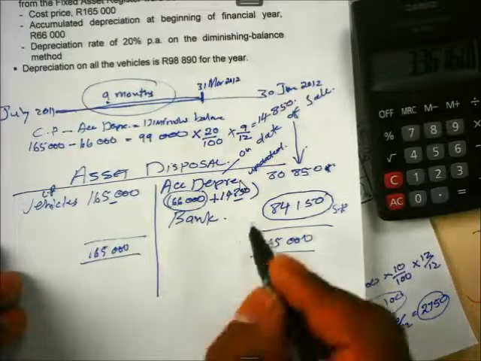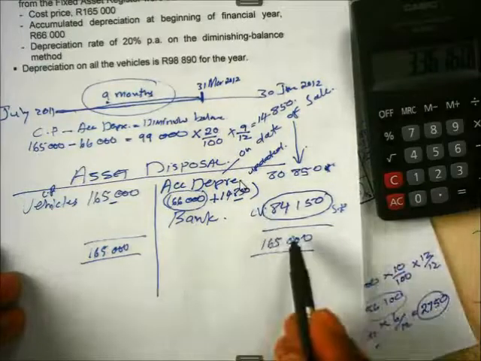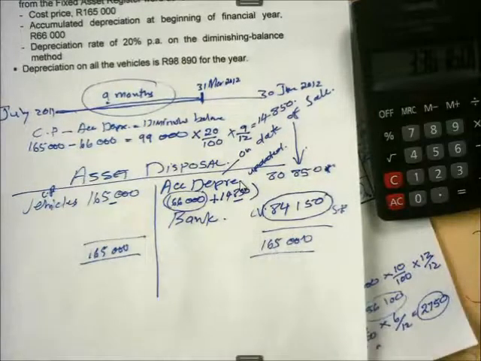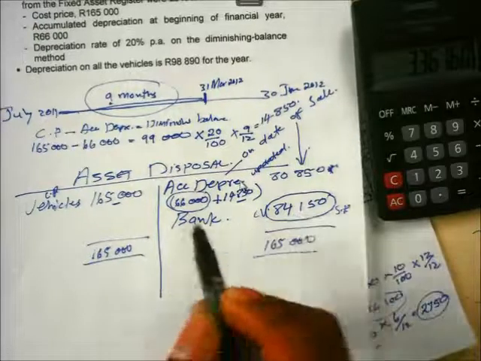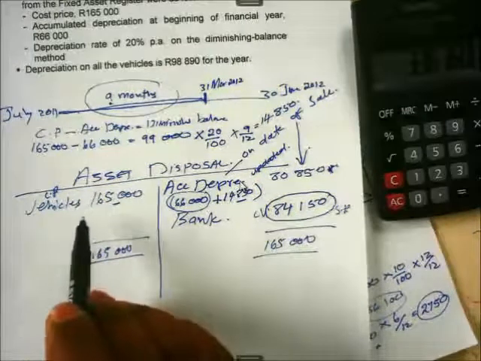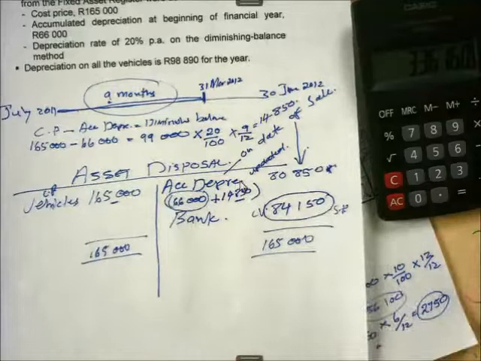Now, because this was sold at carrying value, there is no profit or loss on sale of an asset in this particular activity. But in other activities, you may find that if an asset is sold for more than its carrying value, then you will have a profit on sale of asset. If it's sold for less than, then you will have a loss on sale of your asset.